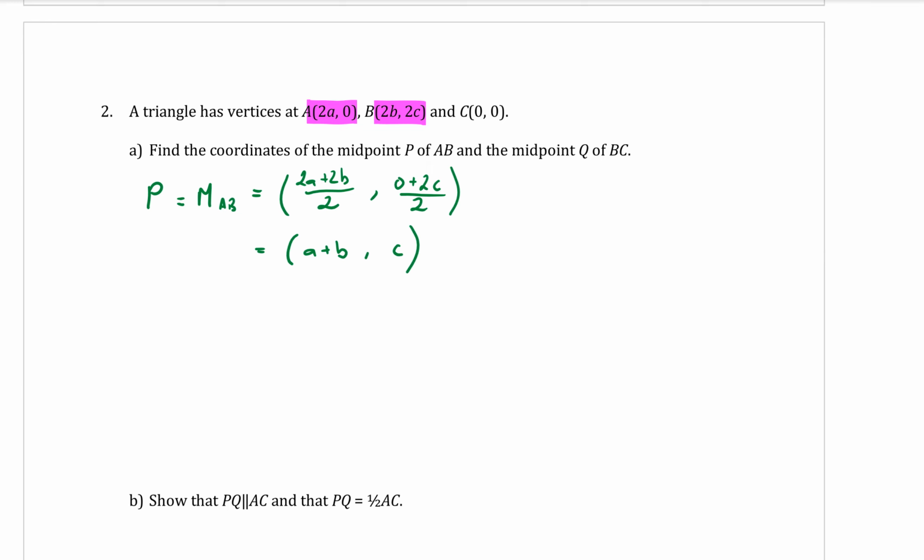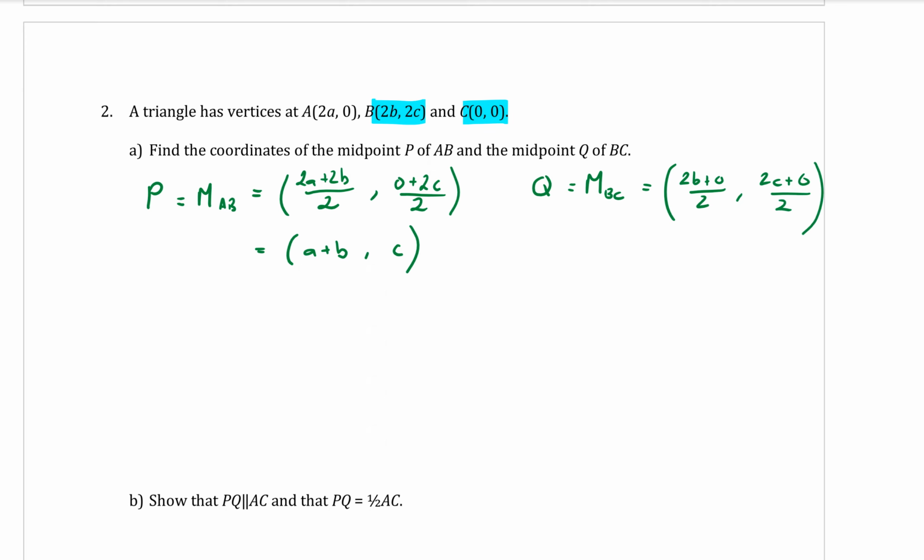Now we want to do the same thing to find Q. So Q is the midpoint of B and C. So I'm now going to do B and C, these two up here, midpoint formula. Just like before, we average the x's. So that's 2b plus 0 over 2. Then we average the y's. So that's 2c plus 0 over 2.